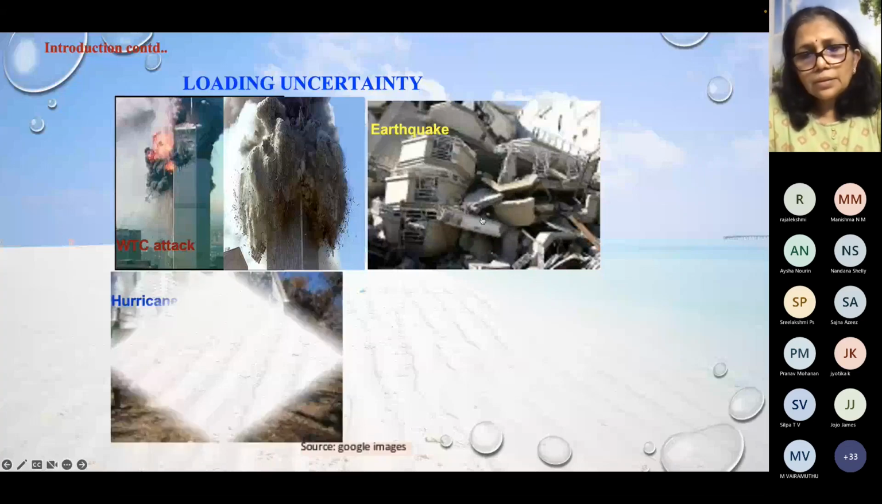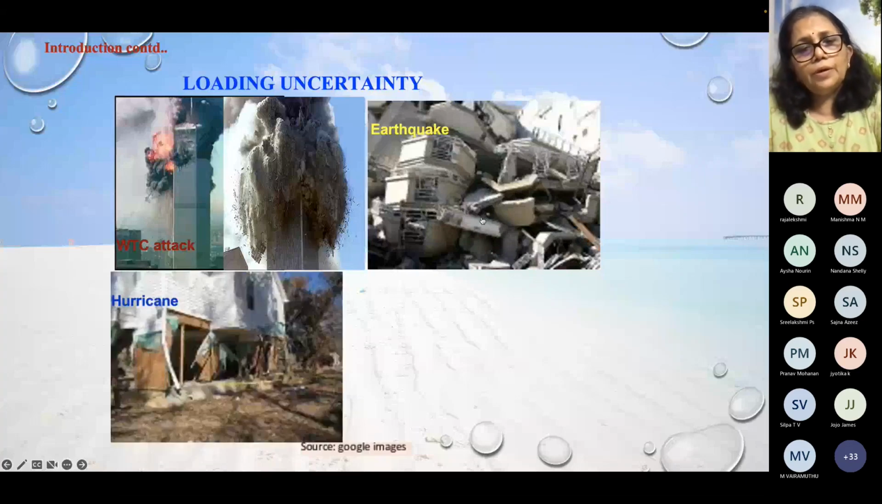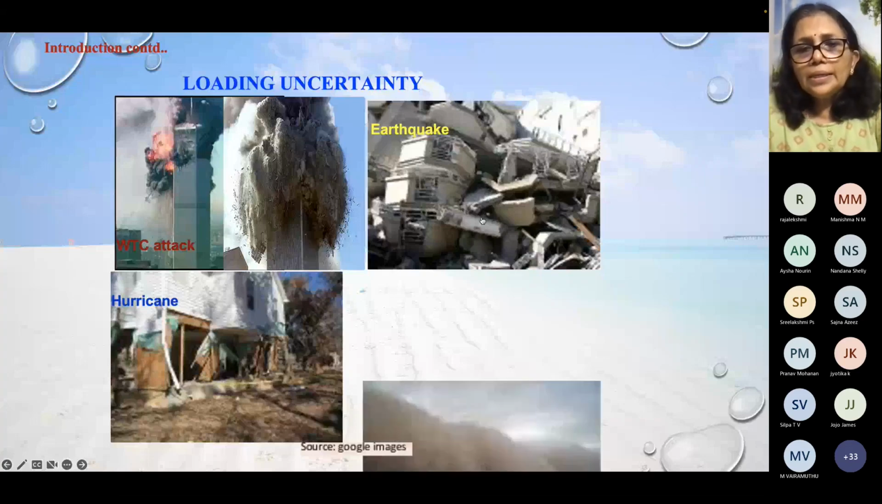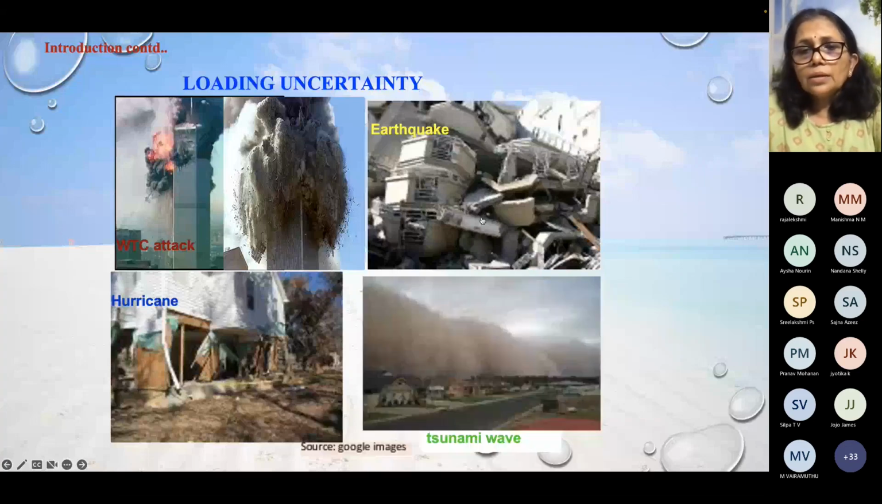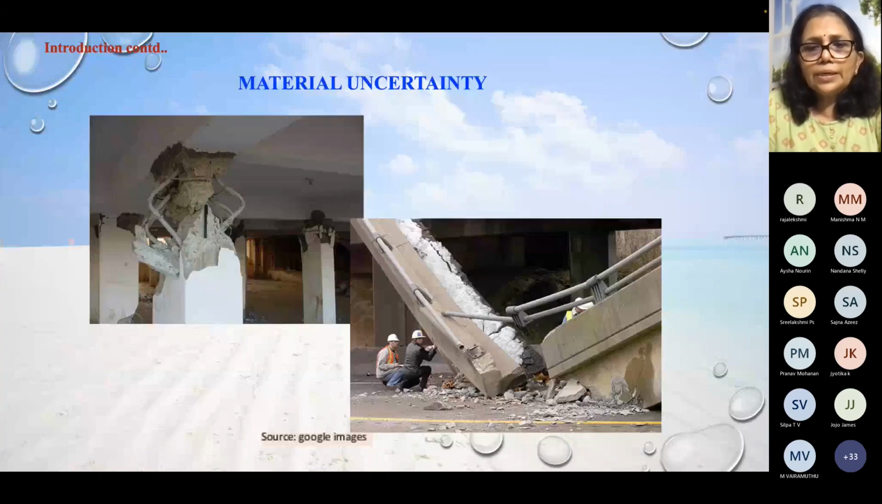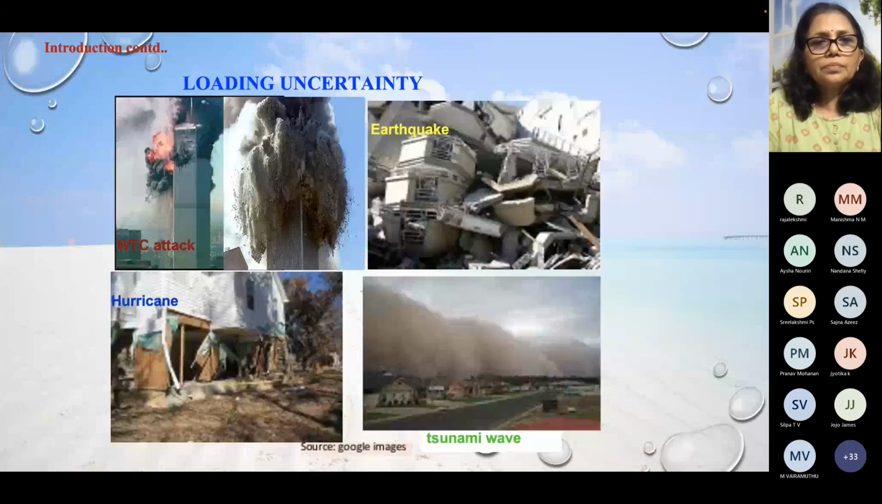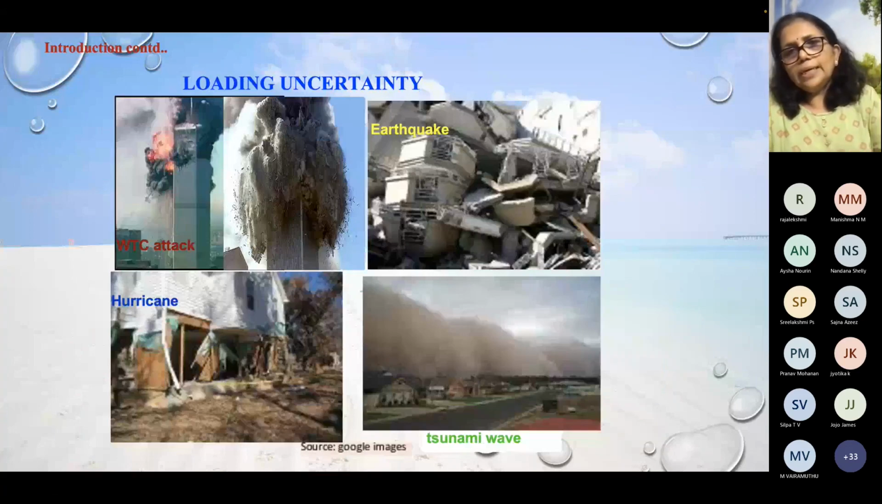And hurricanes, this is also another type of natural calamity which comes, and you will not be able to design for this also. And another aspect is the tsunami. So I've taken some cases here just to show. I'll show you what is happening because of this earthquake. That is about loading uncertainty.